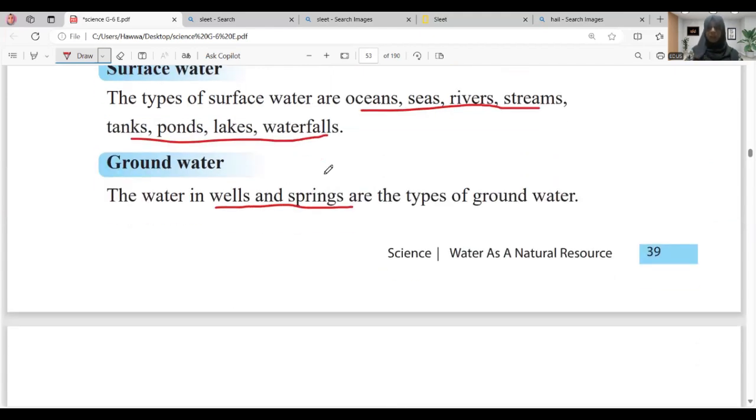So now we know there are three states of water and three ways the water is available. The three states are solid, liquid, and gas, which is ice cubes, normal liquid water, and water vapor. Then we have three ways water exists or is available: rain or precipitation, surface water, and groundwater.